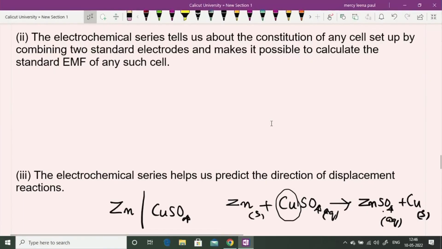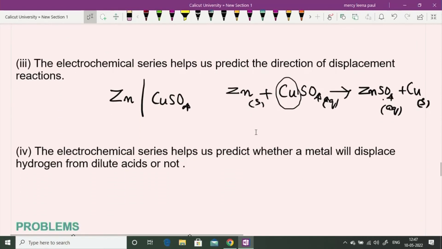Next is the electrochemical series tells us how to constitute a cell, set up a cell by combining two electrodes. It gives us the direction in which the displacement takes place, and finally, it helps us to predict whether a metal can displace hydrogen from its dilute solutions or not. Displace hydrogen from dilute solution in the sense, if I add metal to an acid solution, whether we will be getting hydrogen gas or not.